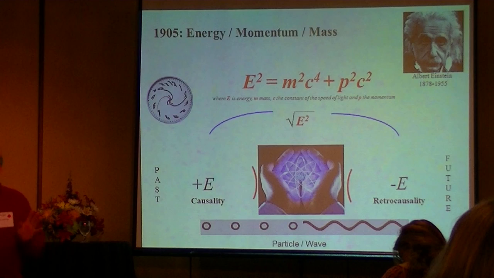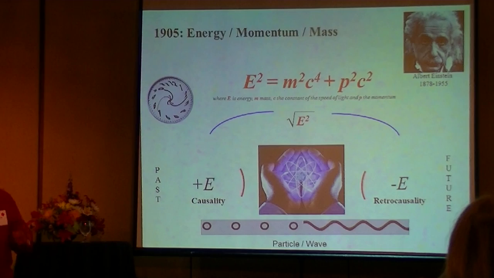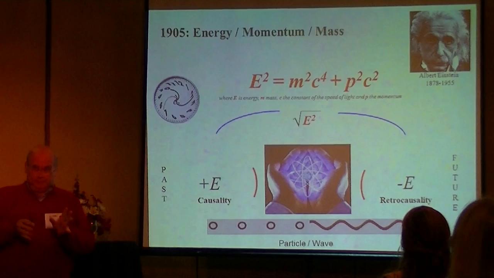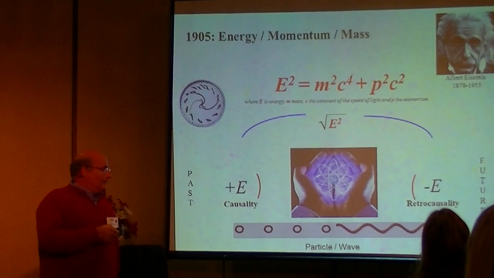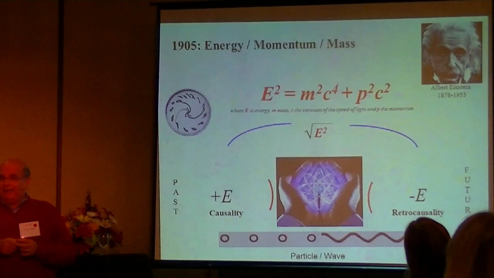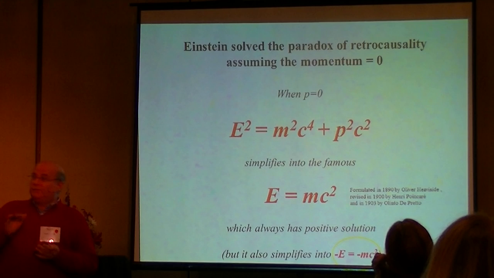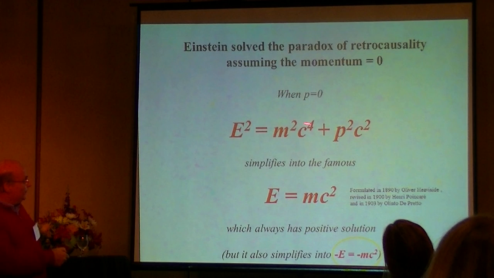In the case of causality, we have a deterministic system, and so we can use mathematics. In the case of retrocausality, we have a system which is not yet determined, and we have probability and statistics. Well, Einstein considered retrocausality to be unphysical. So he said, what can I do to remove retrocausality from this equation? And he found a very simple way. He said, physical bodies move at very low speeds compared to the speed of light, so we can consider the momentum equal to zero.